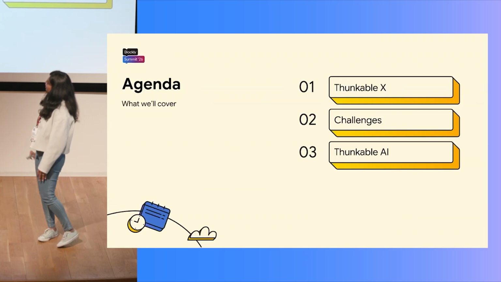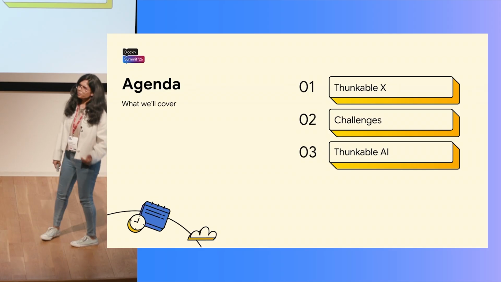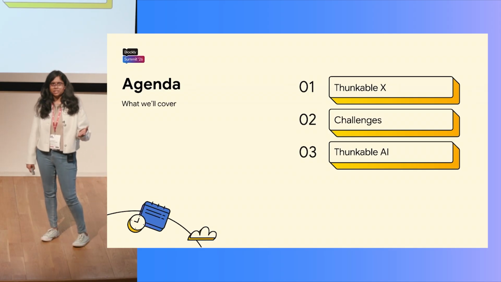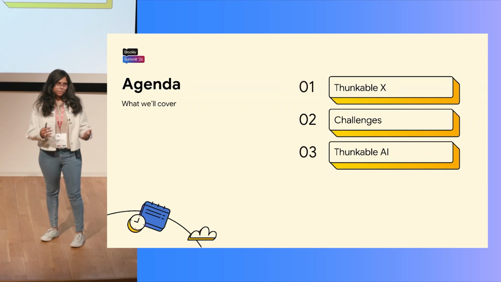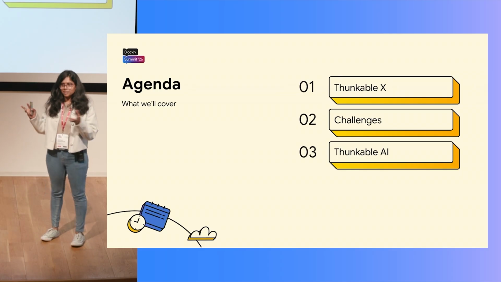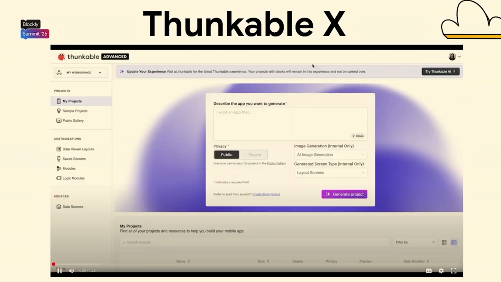So this is our agenda, short and sweet. We are going to talk about Thunkable cross-platform. So basically, it's our block generation program to create projects. And then we will talk about our challenges that we ran into while we were developing this system. After that, we're going to talk about Thunkable AI. So all the challenges we ran into made us work on something different than what we were working on before. So let's start with Thunkable cross-platform.